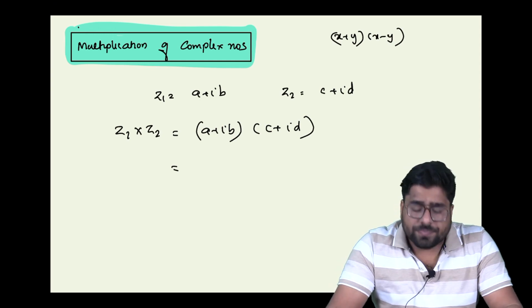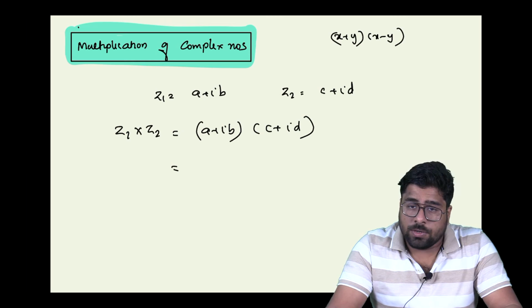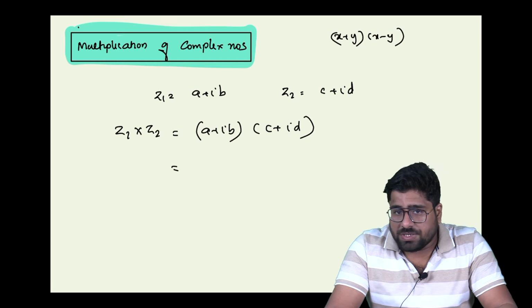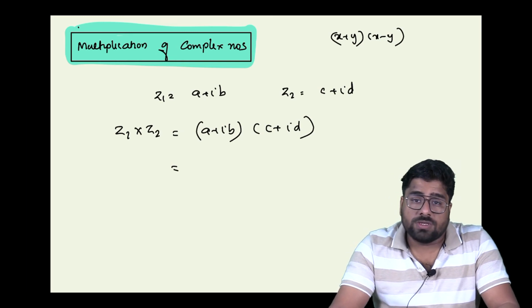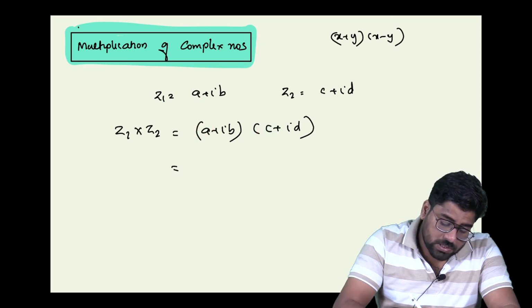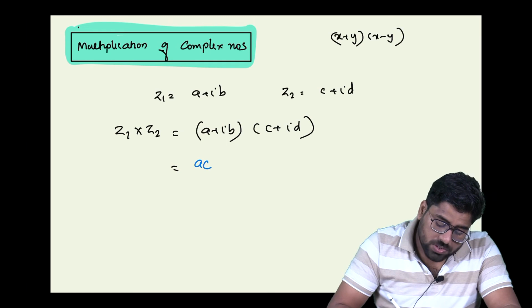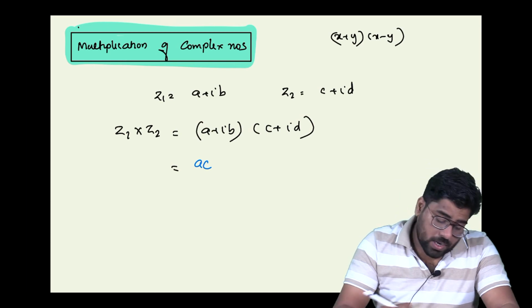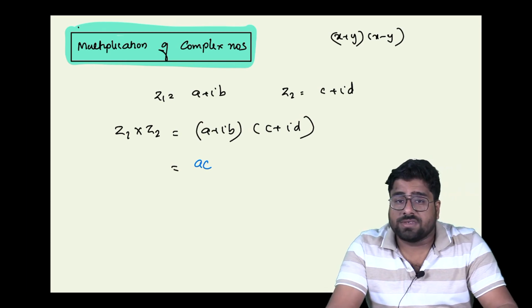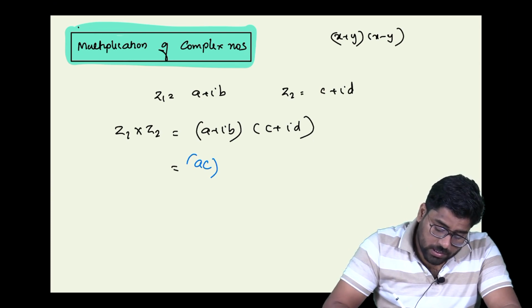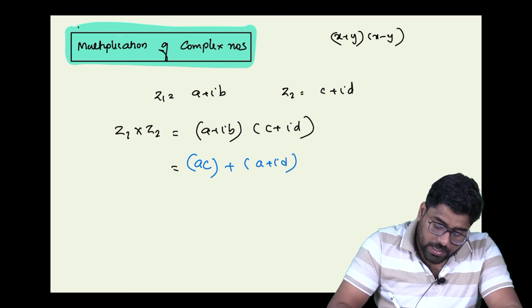All right. So when I am trying to do z1 into z2, it is going to be a plus ib into c plus id. So when I write a into c, my first term is going to be ac. What is going to be my second term? It is going to be a into id. So you know that a into id is going to be aid itself, ad into i. So ac is going to be my first term, and the second term is going to be a into id.